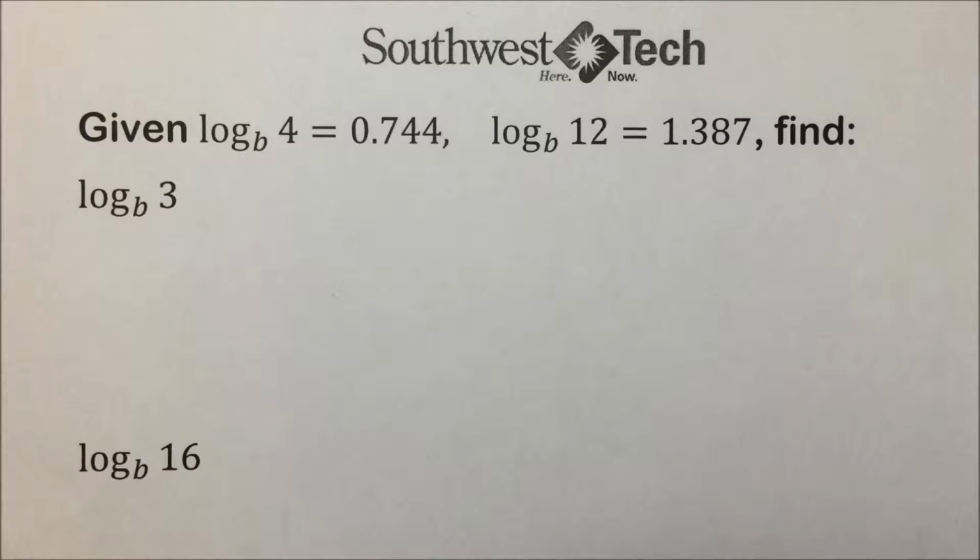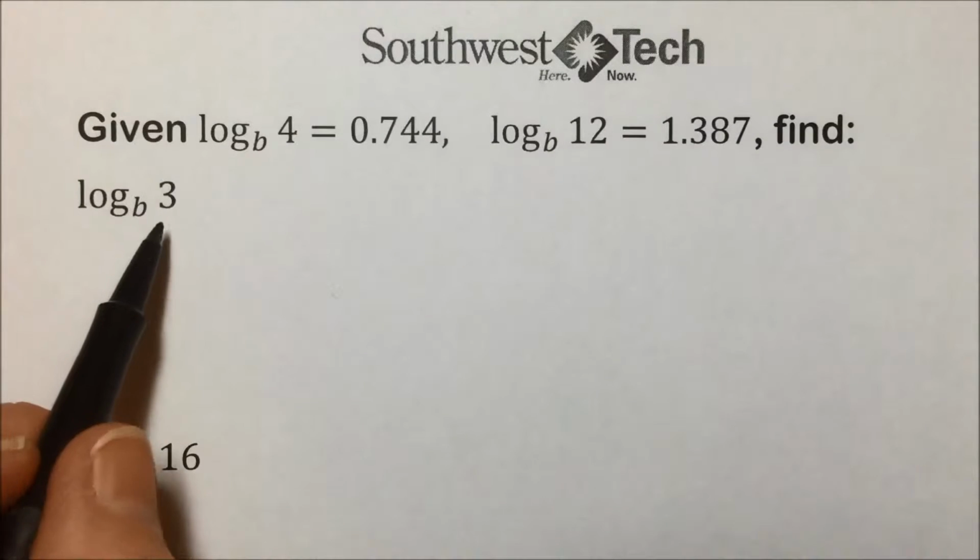Intermediate Algebra, Section 9.4. If we know the logarithms of two different numbers with the same base, the properties allow us to calculate other logarithms. In this example, we're given that log base b of 4 has a certain value, log base b of 12 has another specific value, and we're asked to find log base b of 3.